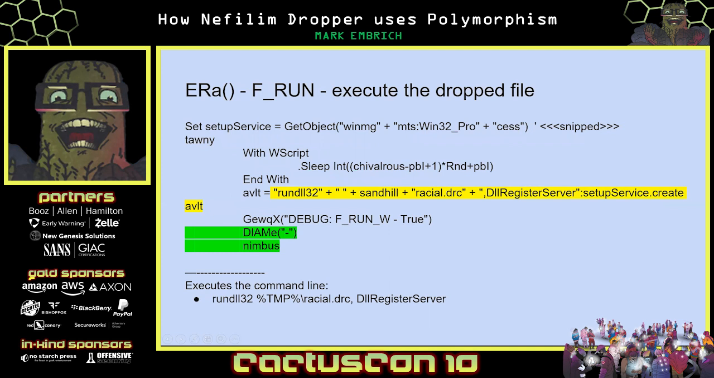And probably our most important function, frun. This is the thing that runs the dropped file. The key thing is highlighted in yellow, where we see run DLL32 is used to run ratio.drc. Ratio.drc is the file that is dropped earlier, the one that has the 4 randomized values in it. In green, we see the functions that we saw before, the HTTP get request to nowhere, and Nimbus, which deletes the VBS.